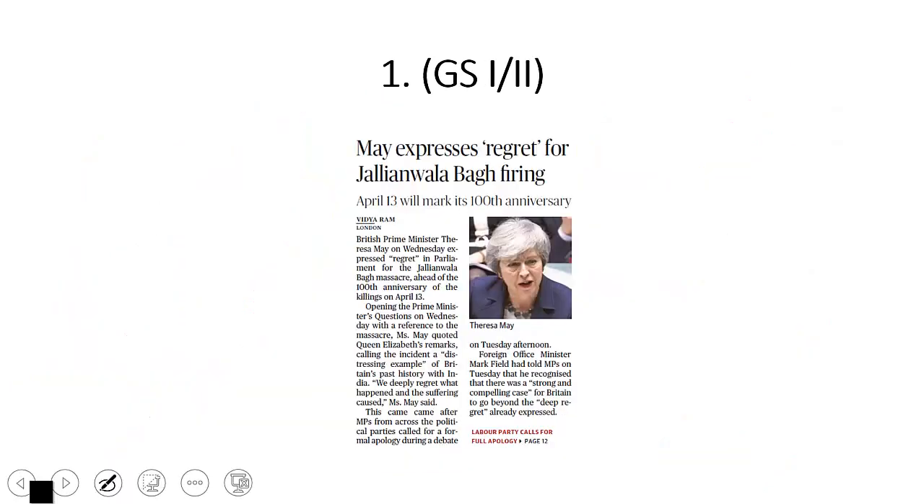Now let's look at another news on page number 1. In yesterday's newspaper analysis, I told you that the British government has decided that we will not issue a formal apology regarding the Jallianwala Bagh massacre because we have to consider the financial implications of the same as well. Now the British Prime Minister Theresa May has expressed her regret for Jallianwala Bagh firing, and you need to understand that on April 13 it's going to be 100th anniversary of Jallianwala Bagh. So Jallianwala Bagh can be a potential question for your prelims examination.